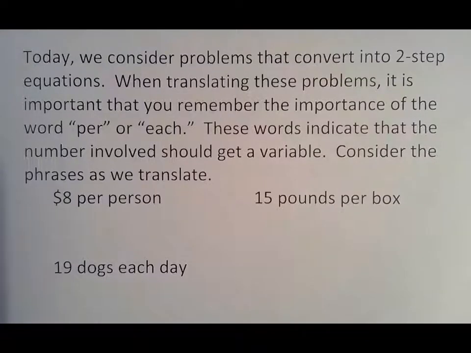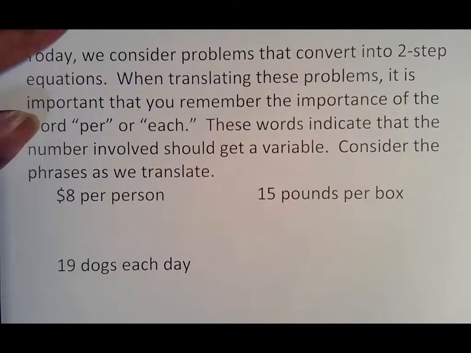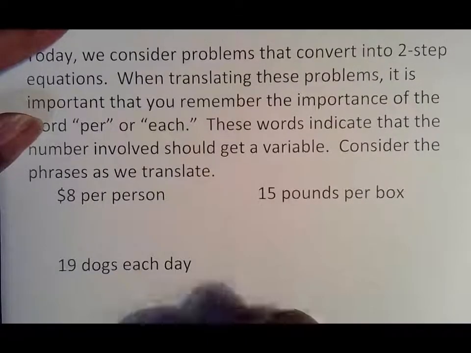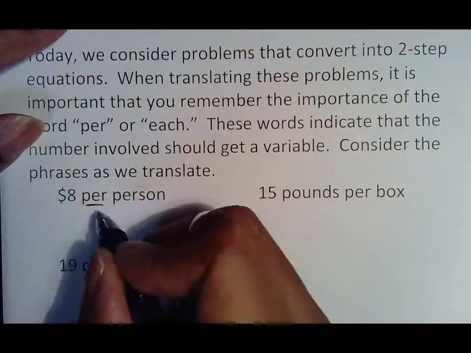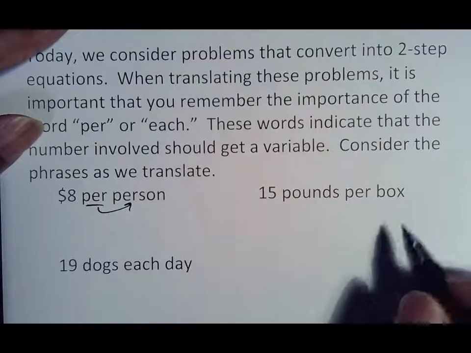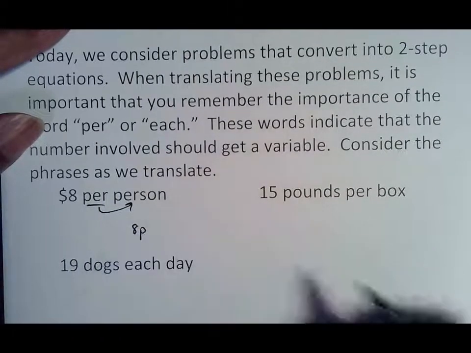Today we consider problems that convert into two-step equations. When translating these, it's important you remember the importance of the word per or each. Remember that per and each indicates that the number involved should get the variable. All right. So if we were asking $8 per person, there is your keyword per, which means multiply. Per what? Per person. So we would actually put 8p.